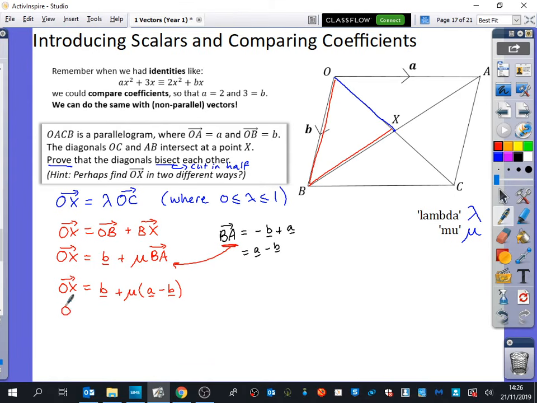I'm going to keep working on this OX, and I've got B plus mu A minus mu B. Good, you're concentrating really well on this. Keep it going.